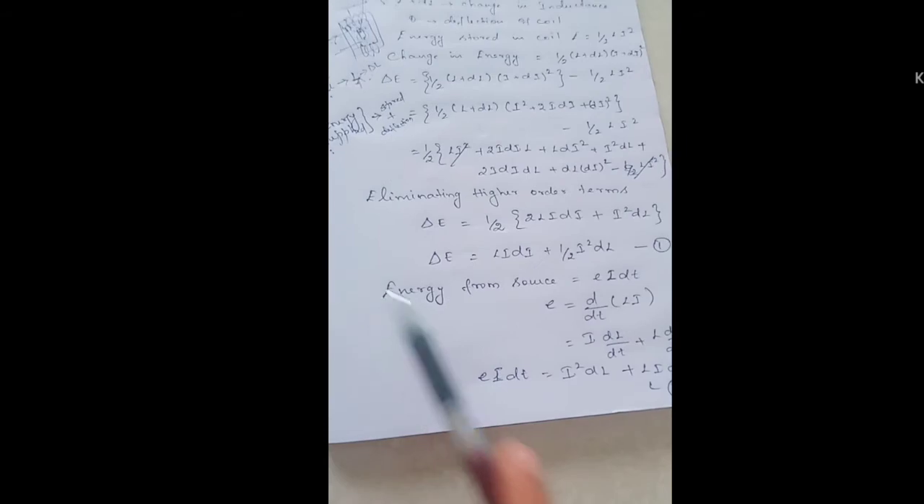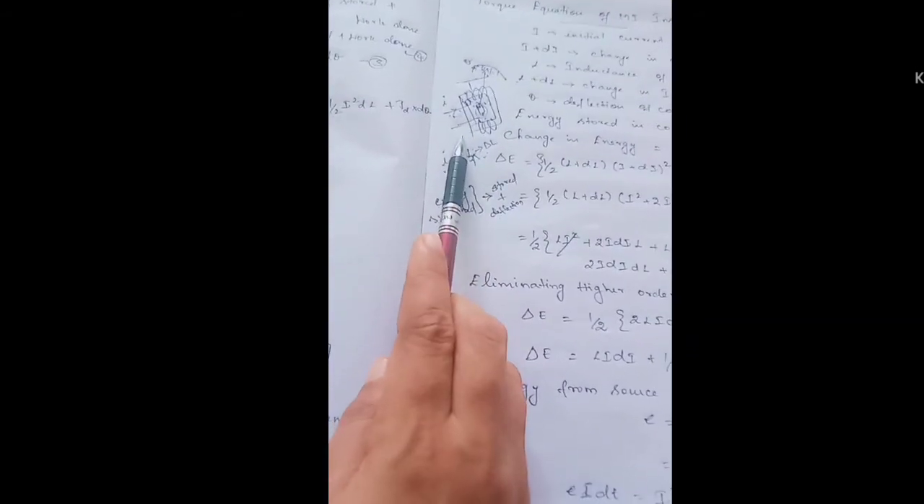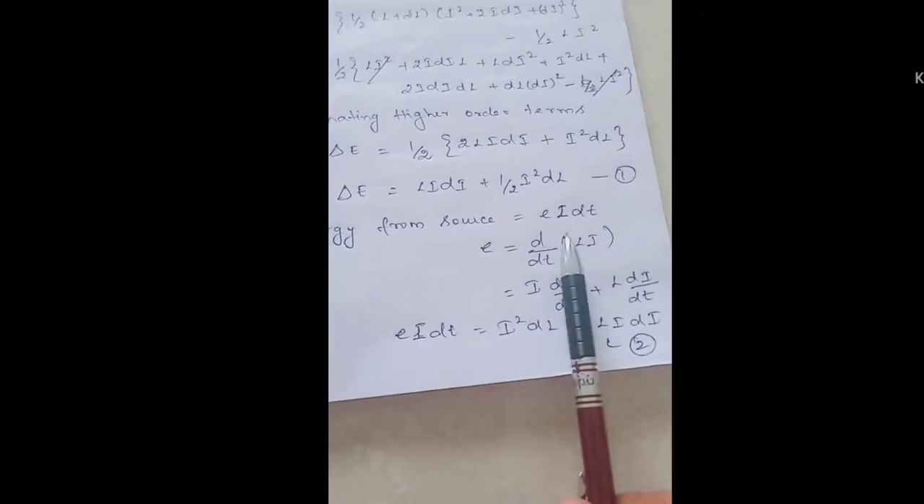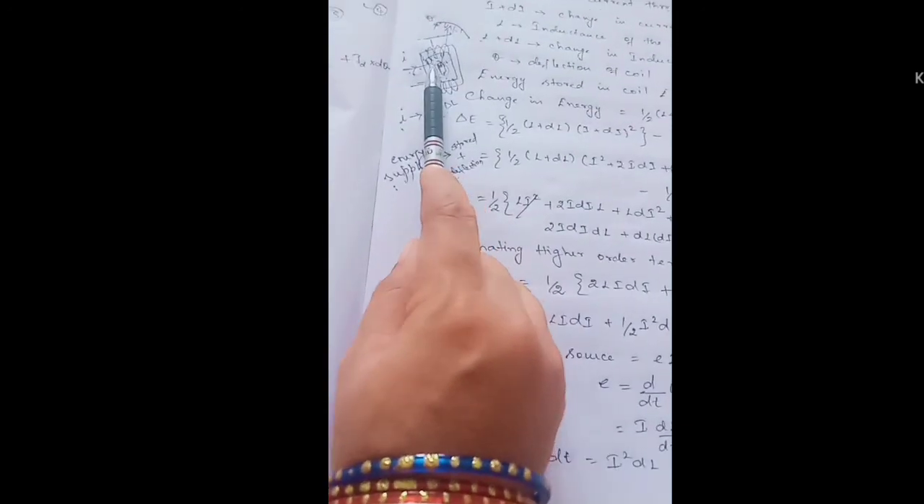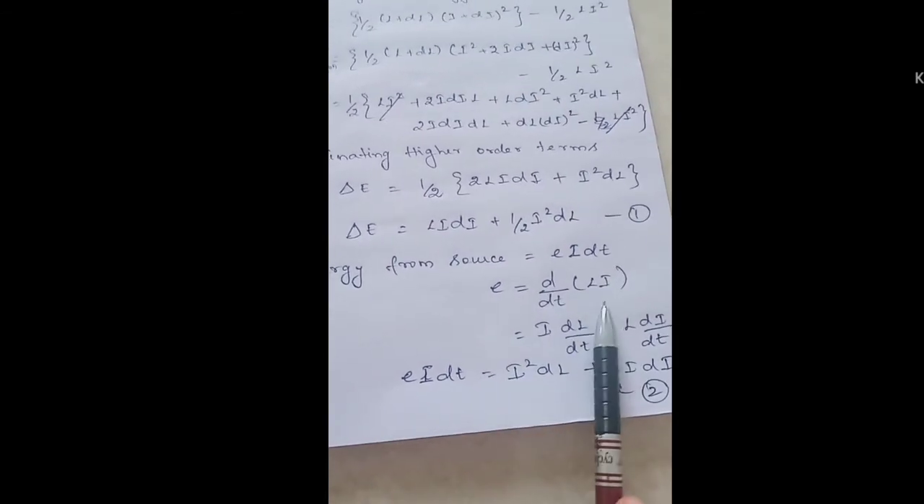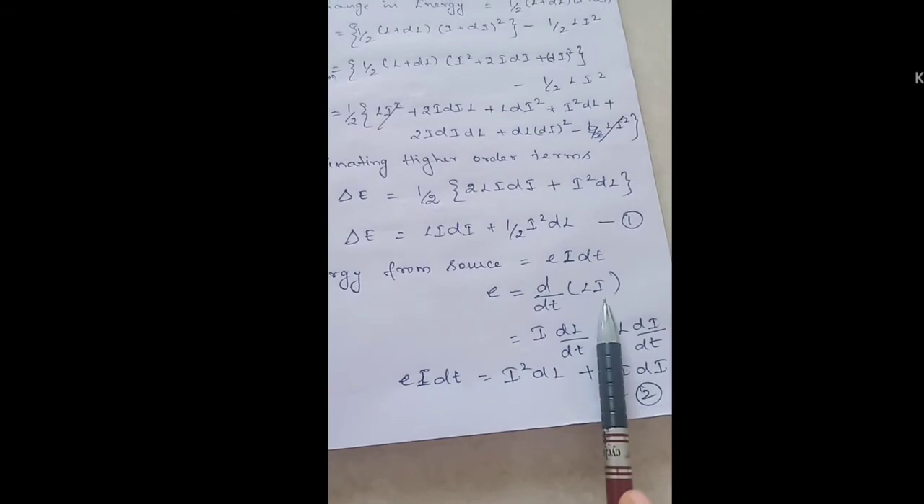So what is the energy supplied from the source? By passing current through the coil, what is the amount of energy supplied from the source? Let's calculate it first. The energy from the source will be E I dt. Here, what is E? E is nothing but the potential developed. Since we have a coil, E will be written as E equal to d by dt of L I. L is also changing and I is also changing.